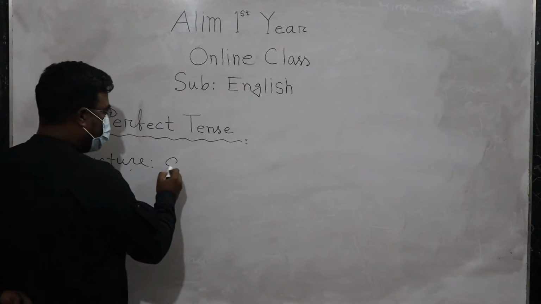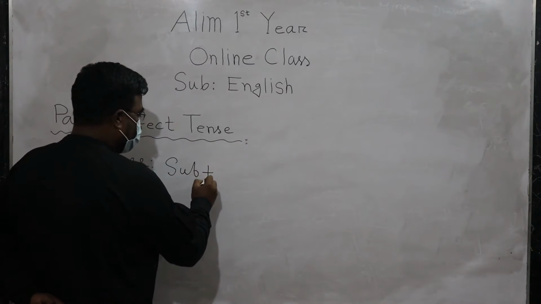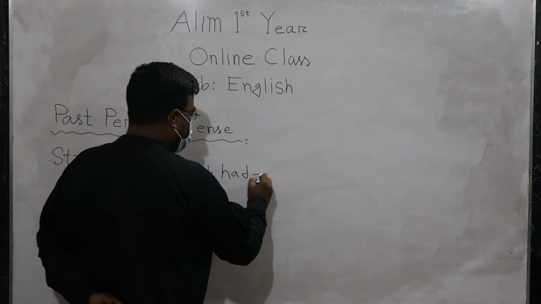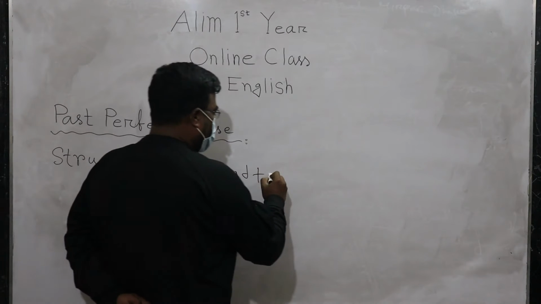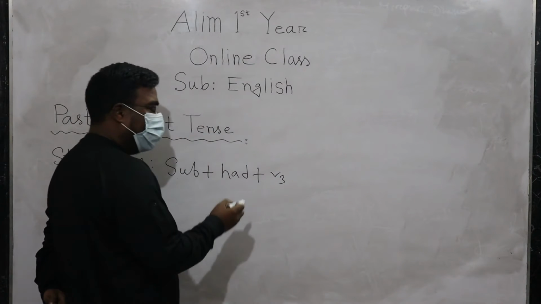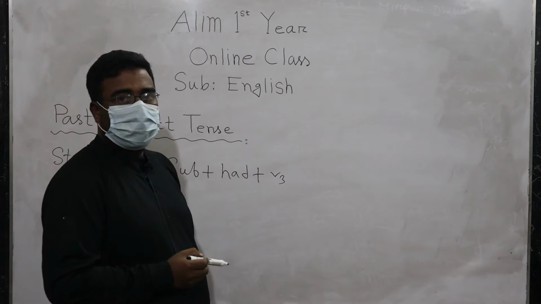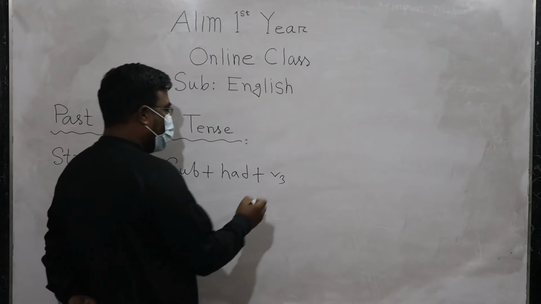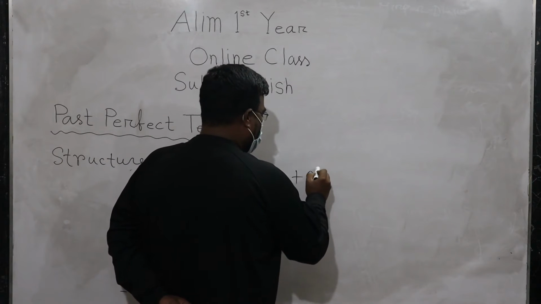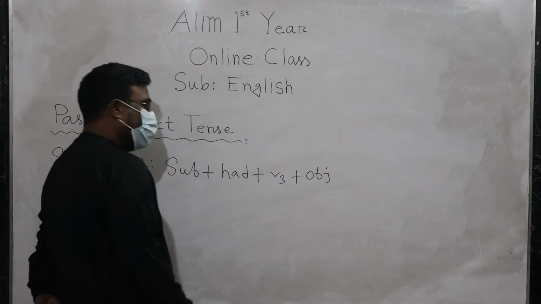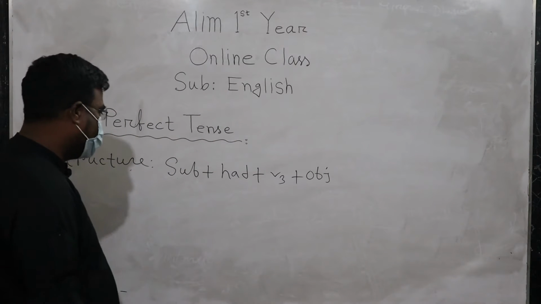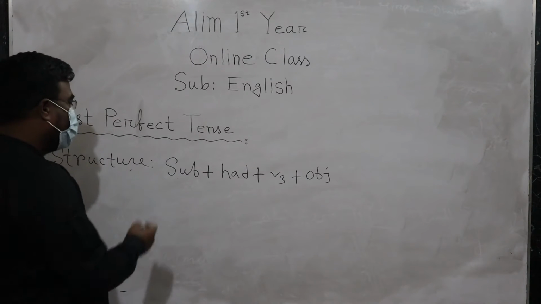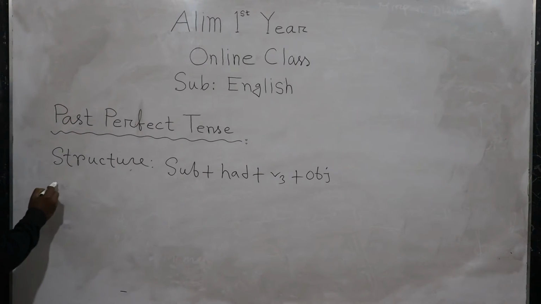At first we need subject, then auxiliary verb had, and then verb 3. Verb 3 means the past participle form of the principal verb, the main verb. This is the third form of the verb, and then object. So this is the structure of the past perfect tense. So let's discuss some examples of the past perfect tense. Examples.